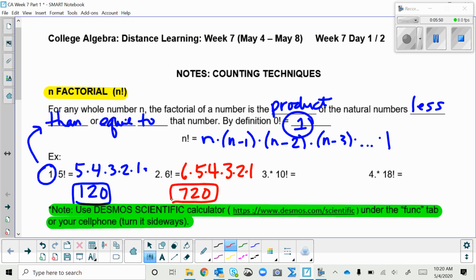And then if you went to Desmos or your calculator and did these factorials, you should have had this. 10 factorial is 3,628,000. And 18 factorial is whatever kind of craziness this number is.